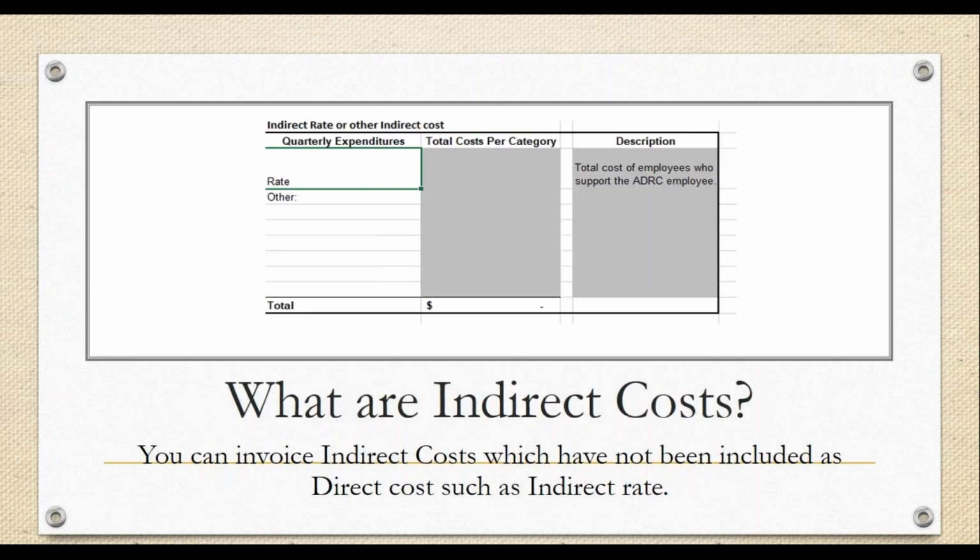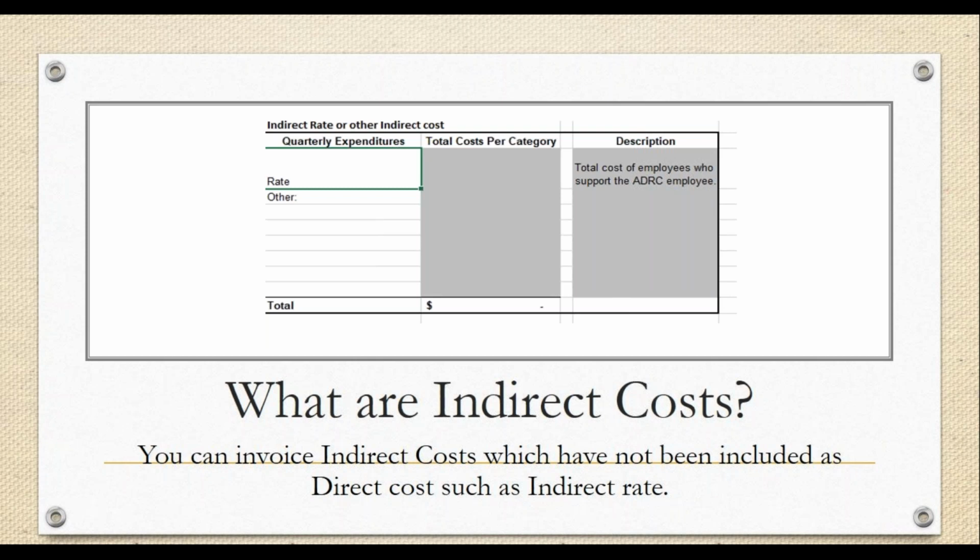So if you don't have an indirect cost rate, you can put any other costs that you feel should be included that are not listed as a direct cost. If you have any questions, like I said, give me a call.